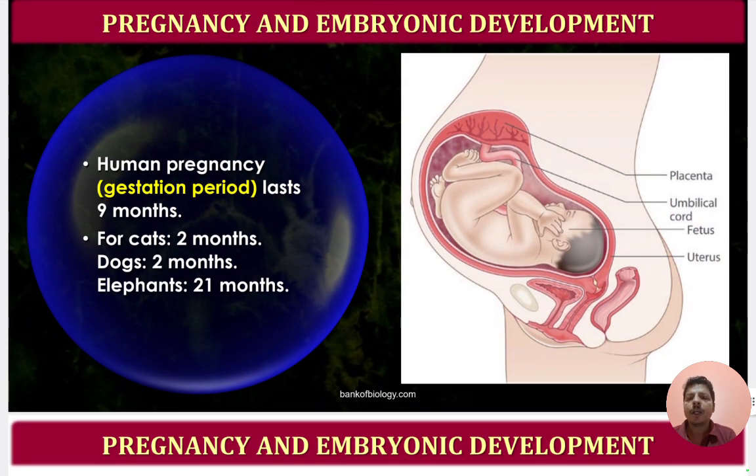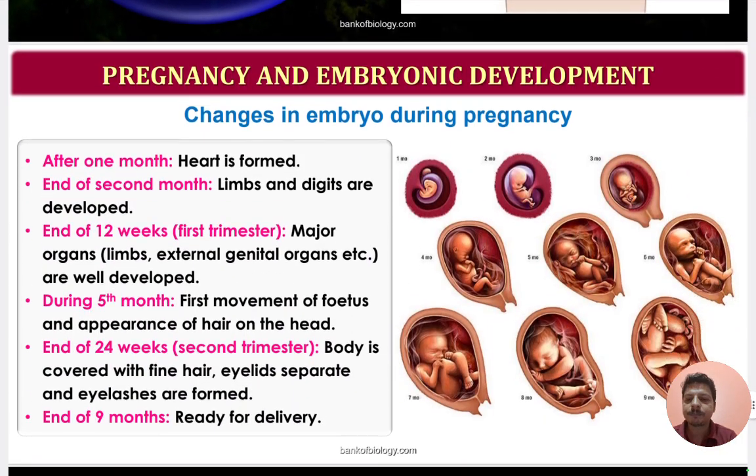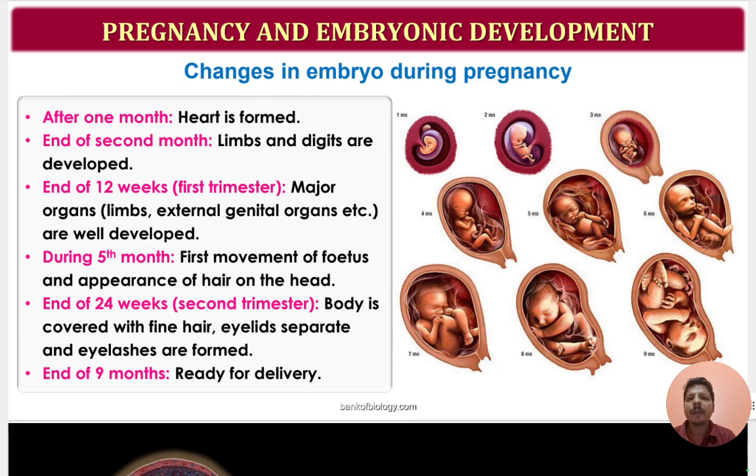Here, human pregnancy or gestation period lasts about 9 months. For cats, it is 2 months. For dogs, it is 2 months. And for elephants, it is 21 months. Coming to changes in the embryo during pregnancy, after 1 month, the heart is formed. End of the 2nd month, limbs and digits are developed.